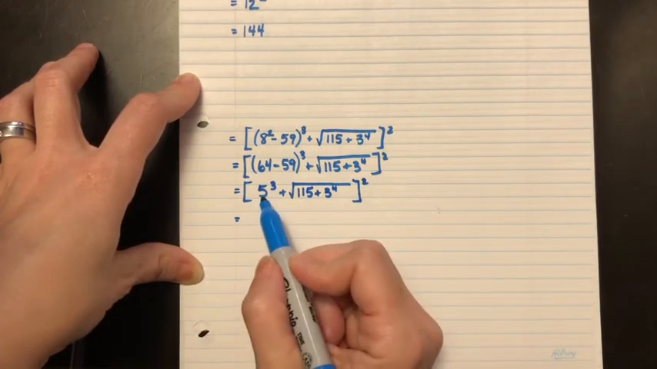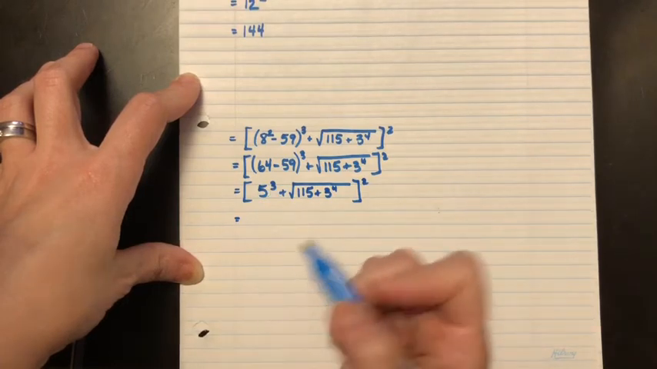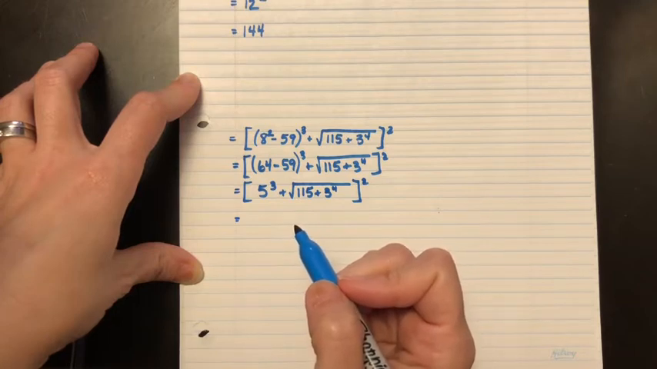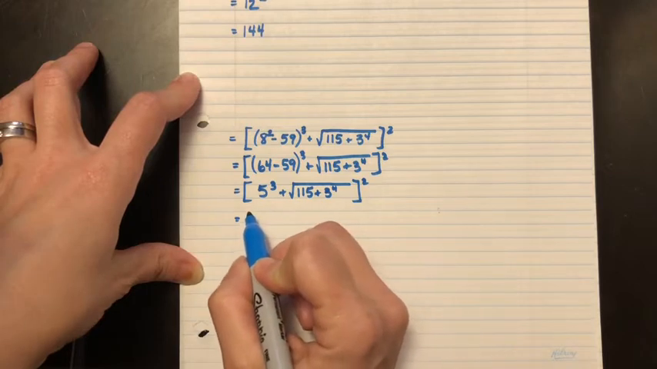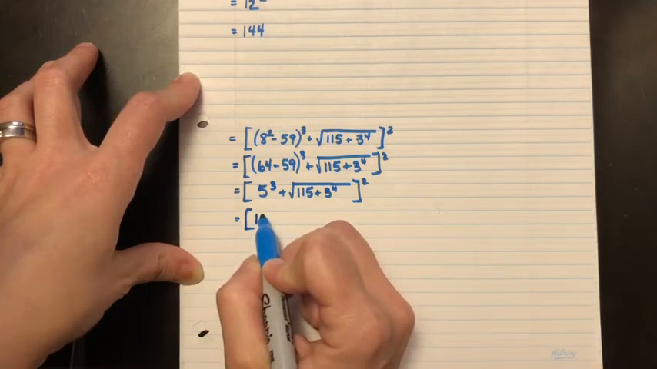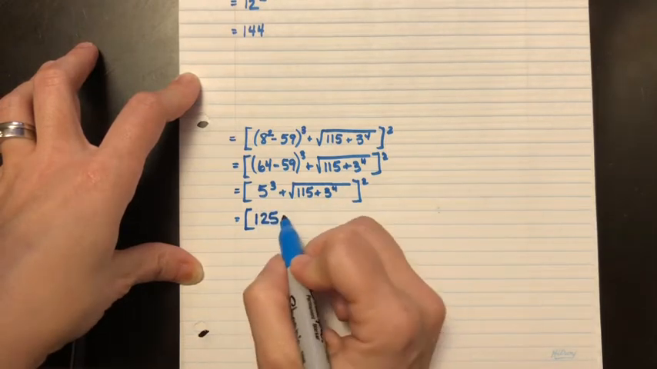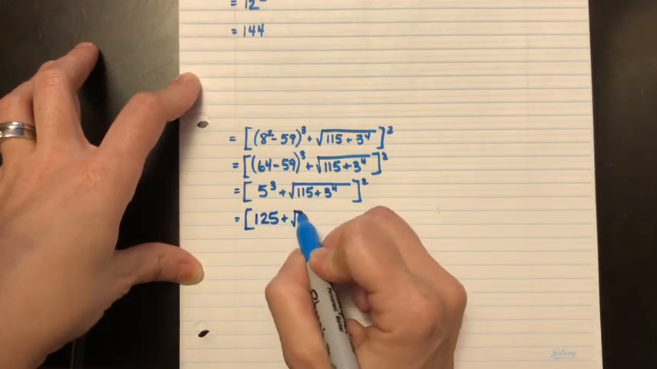Okay, so my next line of math, I've got my 5 to the exponent 3. That is 5 multiplied by 5 multiplied by 5. So 5 times 5 is 25. 25 times 5 is 125. So I've got an open bracket, I've got 125, which is the result from my 5 to the exponent 3, and then I'm going to copy everything else out again.